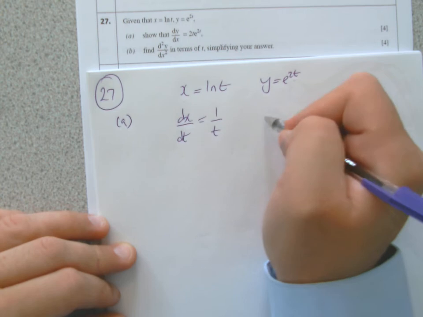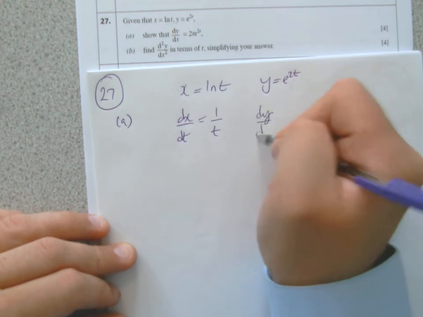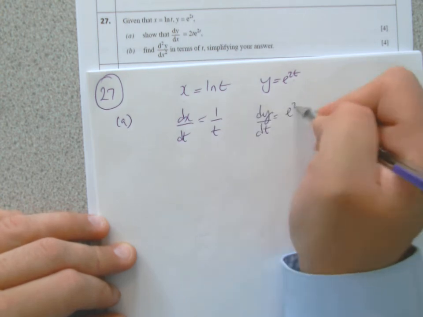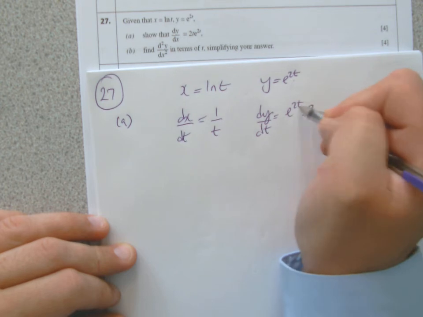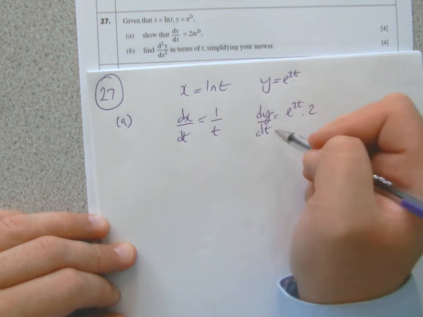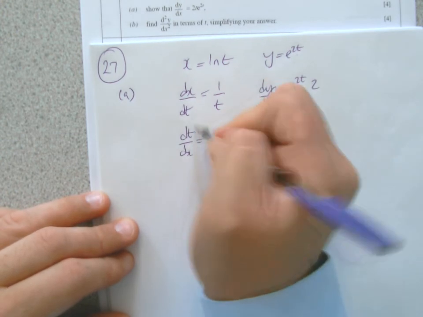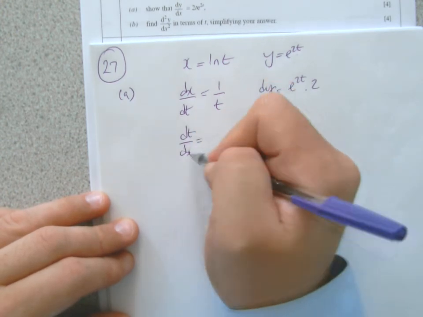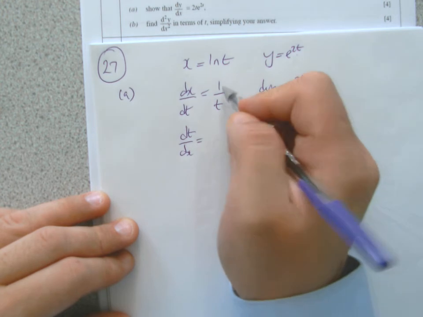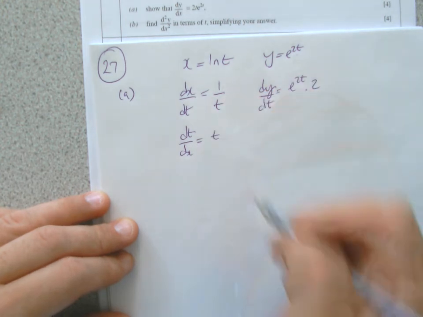And then y in terms of t, so dy/dt. While e stays the same, but of course you do times it by the derivative in here, which is 2. Okay, so you get that. Now what I tend to do, if I don't forget, as well as dx/dt, I also flip this, dt/dx. Okay, so I find the reciprocal of it, so if I flip that as well, you get t over 1, which is just t.